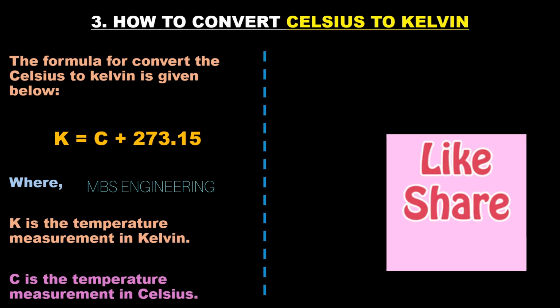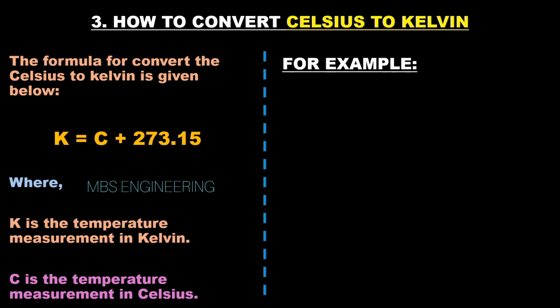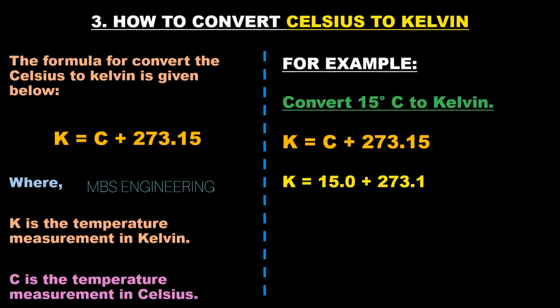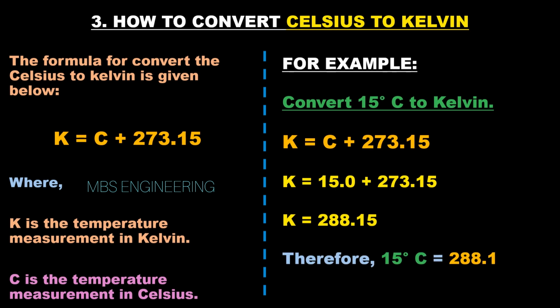Next, we will learn a sample example for conversion of Celsius to Kelvin. Convert 15 degrees Celsius to Kelvin. Given data: the temperature is 15 degrees Celsius. The formula for converting Celsius to Kelvin is K = C + 273.15. Next, apply the given data. We need to convert the temperature to Kelvin. Please refer to the step-by-step calculations. Therefore, 15 degrees Celsius is equal to 288.15 Kelvin.